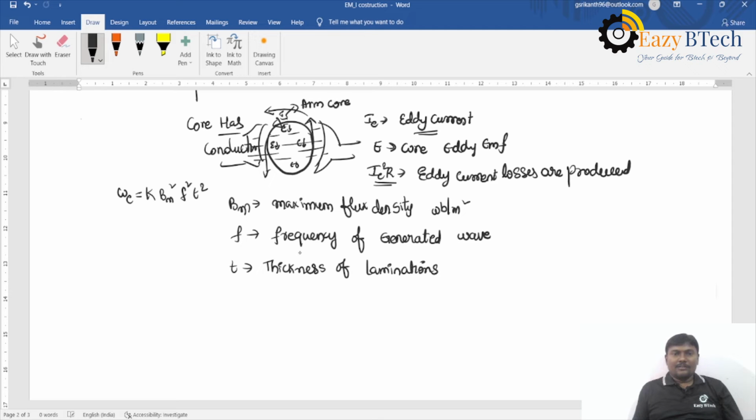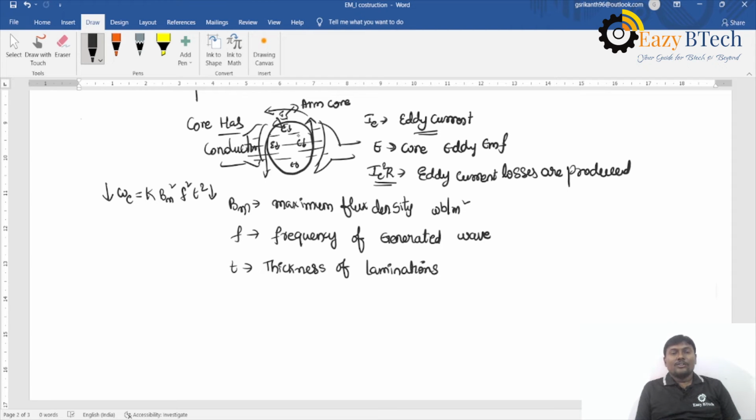And T is the thickness of laminations. If we provide the thickness of laminations as T decreases, then eddy current losses also decrease.